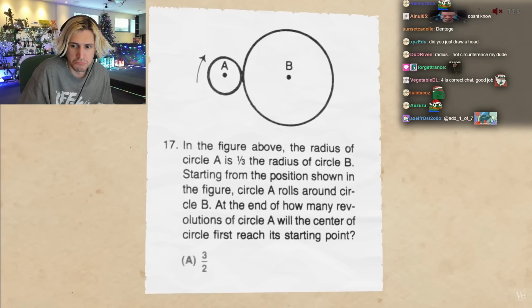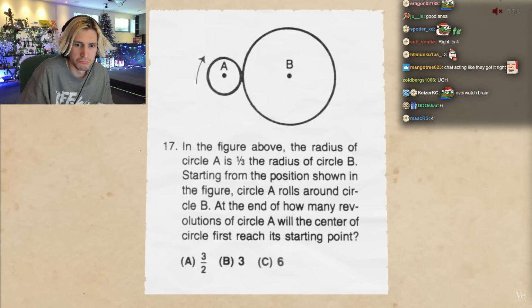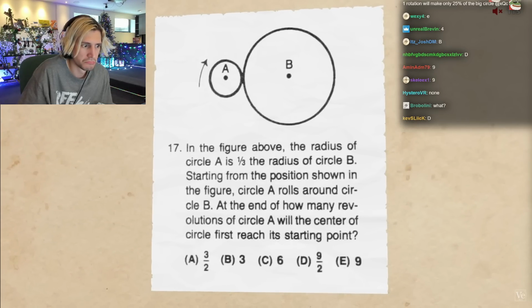Is it A, 3 halves, B, 3, C, 6, D, 9 halves, or E, 9?